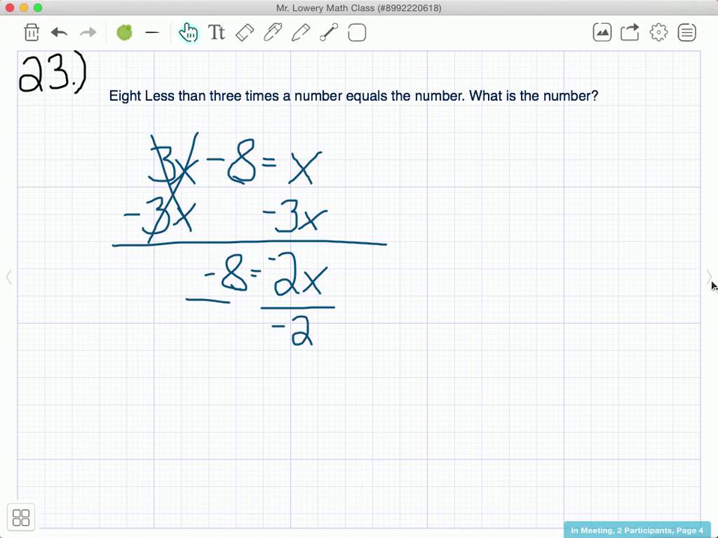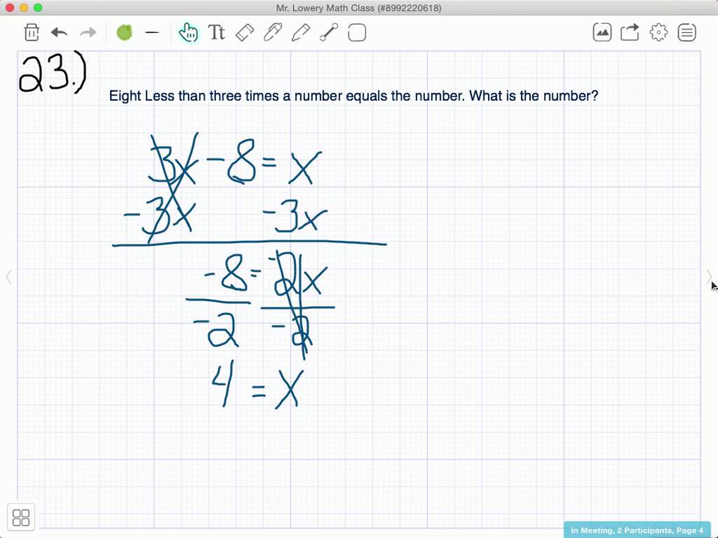So now we undo the multiplication. Divide by negative 2. Divide this by negative 2. These cancel out, and we're left with just x on the right side. We have a negative divided by a negative, so our answer is a positive. Negative 8 divided by negative 2 is 4.